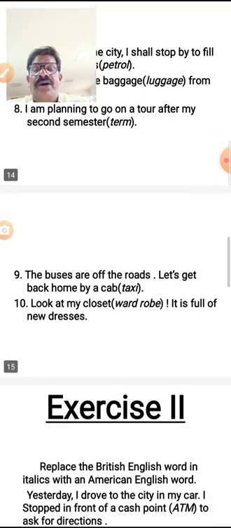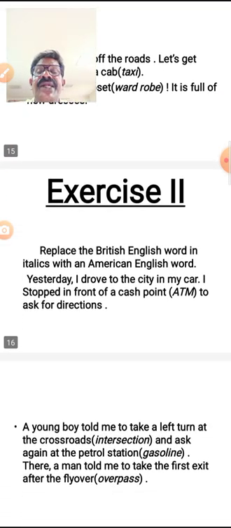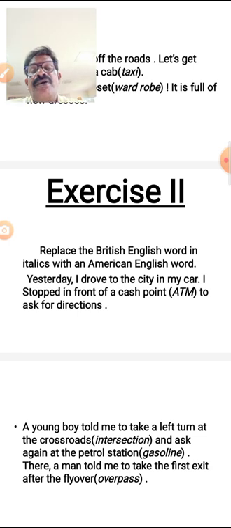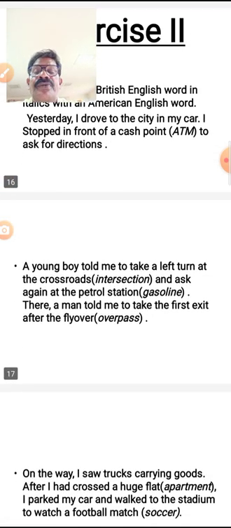Right? And then next, let us come to the second exercise. Replace the British English word in italics with an American English word. So now, we have to change British English words into American English words. Yesterday, I drove to the city in my car. I stopped in front of a cash point. Cash point is a British English word. ATM. Within the bracket you can find ATM is an American English word.